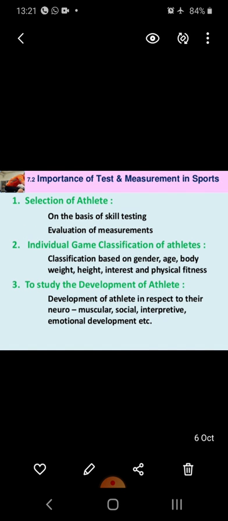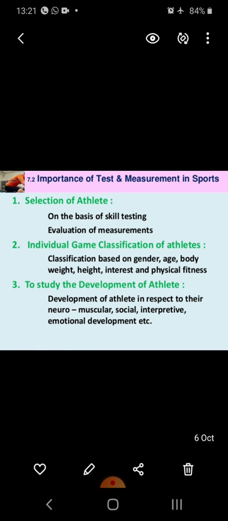Next, again we will discuss the importance: selection of athletes on the basis of skill testing and evaluation of measurement. So we will select an athlete, a player, for specific games and sports by conducting tests. We will take their fitness test, their skill test, their technique test, and then we will evaluate through measurement. We will evaluate their performance against other sports performances, and it will help to select a player for specific games and sports.